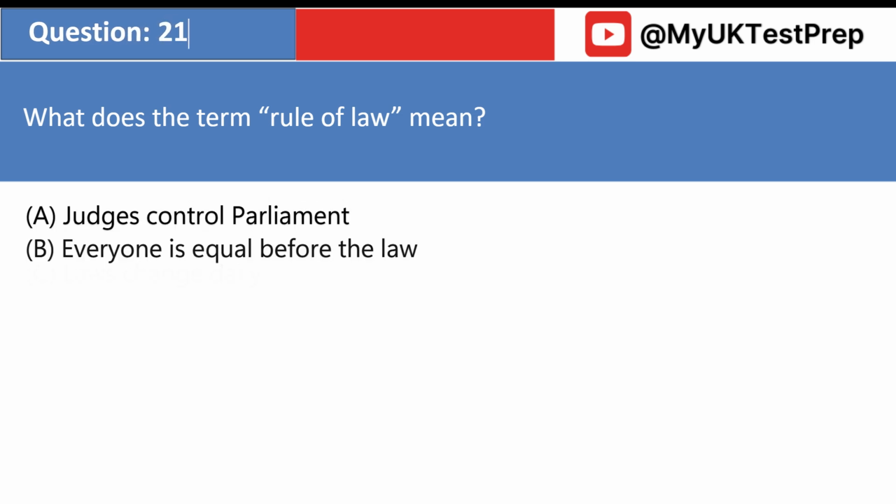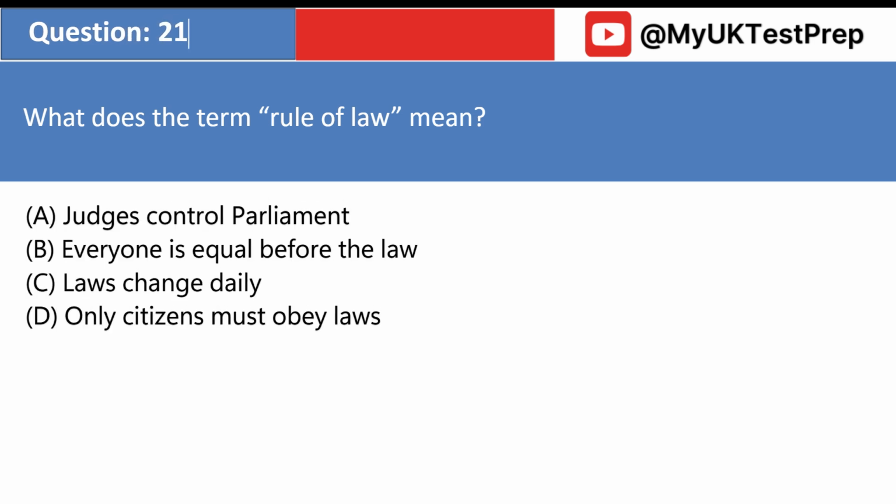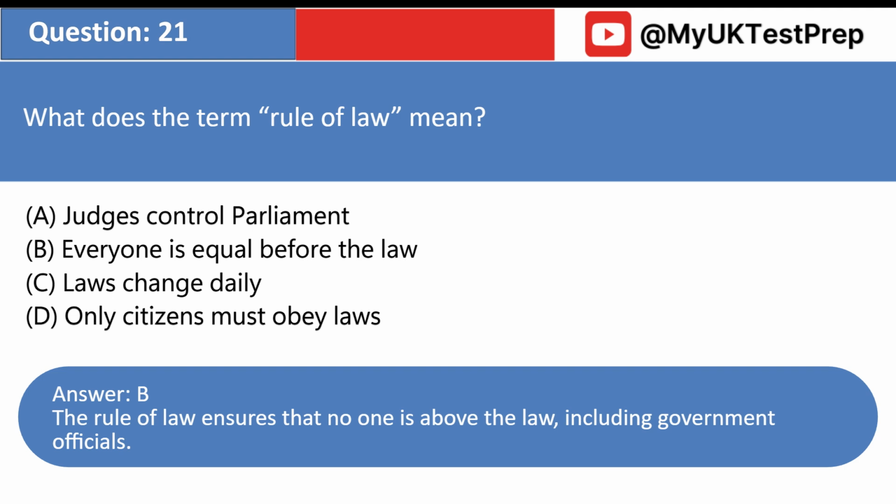What does the term rule of law mean? A. Judges control Parliament. B. Everyone is equal before the law. C. Laws change daily. D. Only citizens must obey laws. Answer: B. The rule of law ensures that no one is above the law, including government officials.